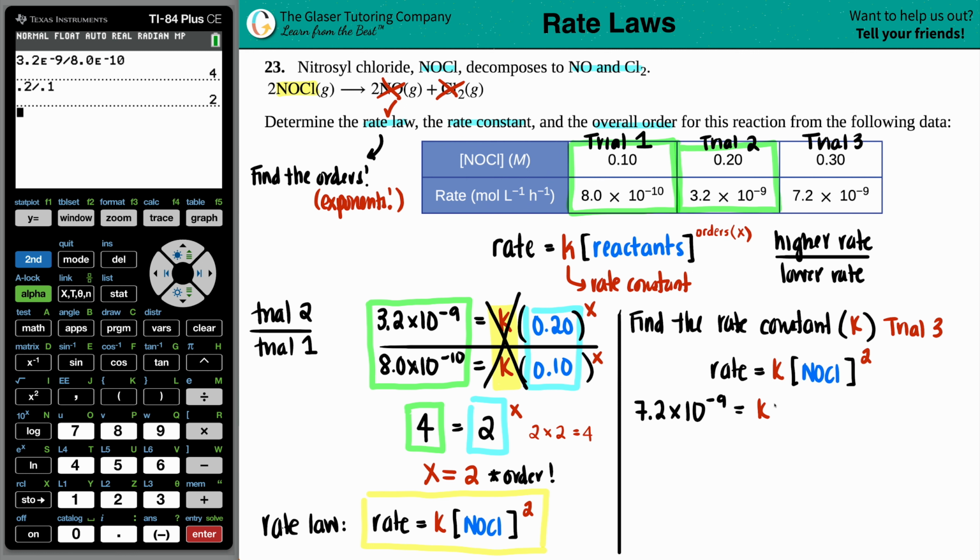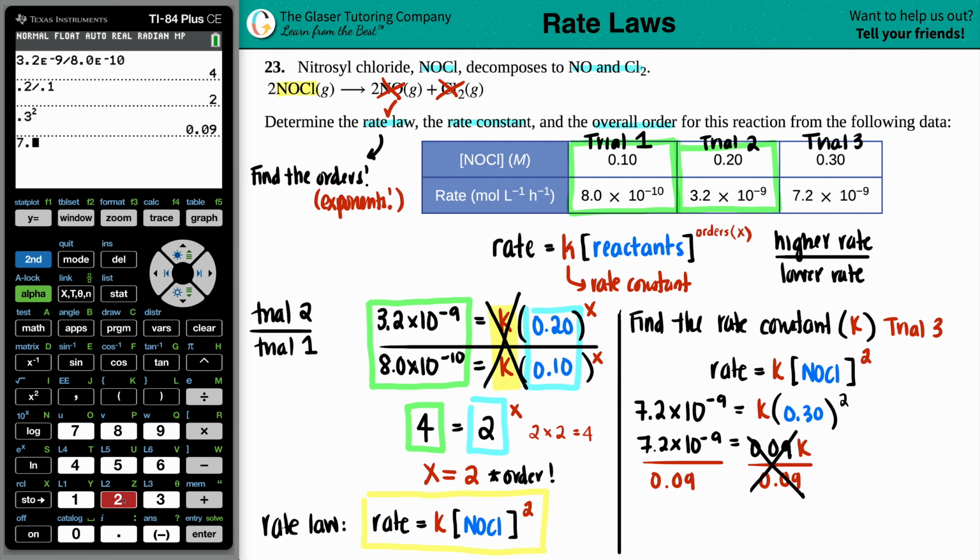And this is going to be times that concentration for trial 3, 0.30, raised to the second. So now we're just going to do some math. We'll do 0.3 raised to the second. So we get 7.2 times 10 to the negative 9th equals, I'll just put that number in the front there because it's all being multiplied, 0.09 times K. And now just divide by the 0.09 on both sides, and you shall get your K value.